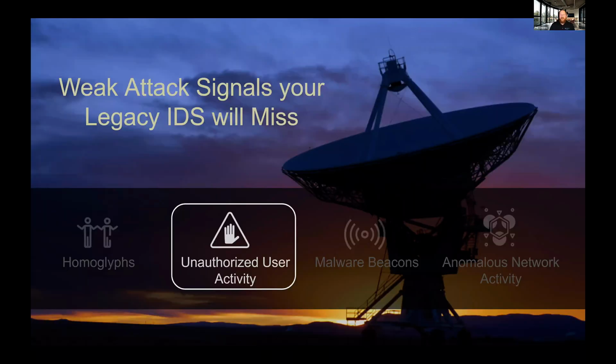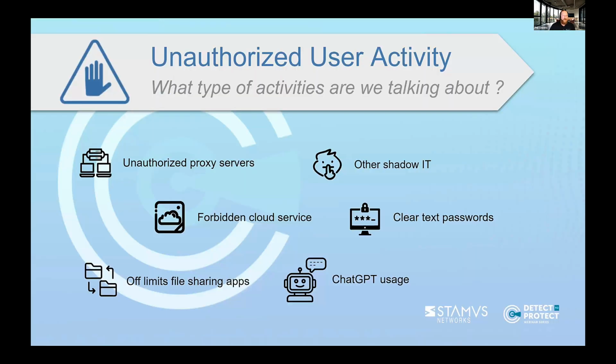All right, so that was the first one, homoglyphs. The second one, weak attack signals that might be missed, are unauthorized user activities. Sometimes this is also referred to as policy violations. Unauthorized user activity can include many different types of activity, and it doesn't necessarily need to be malicious.